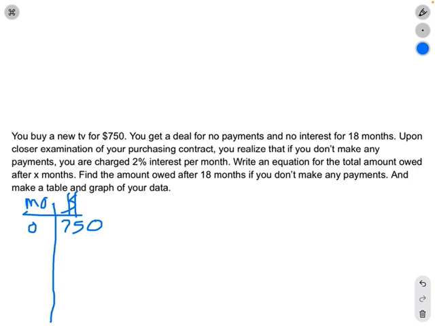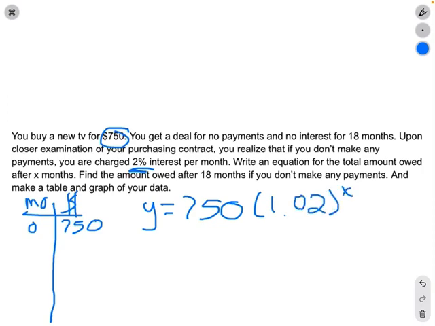So we need to add that 2% into the 100% of what we already owe. So we want to put in 102%. So we're going to multiply by 1.02. So if we think about our equation, that would be y equals, again, we're going to start with 750. And instead of multiplying by 0.02, we're going to do 1.02 to the x. That's our equation.